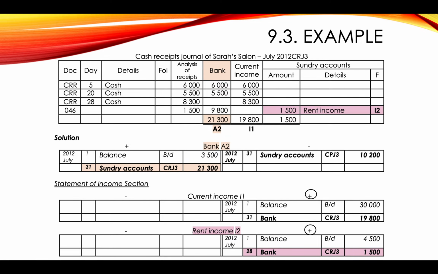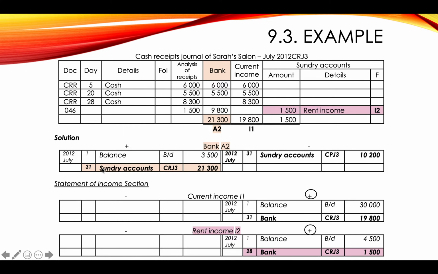You're in the cash receipts journal, so you must be receiving money, so bank must be increasing. You go to your bank account. You can already see increasing must be on the debit side. So you anchor the entry by putting 21,300 on the debit side. The date in this case is the 31st because it's a total. You want to use the last date of July. July has 31 days. The folio reference is the other easy one to put in, CRJ3, because you can see it at the top there.